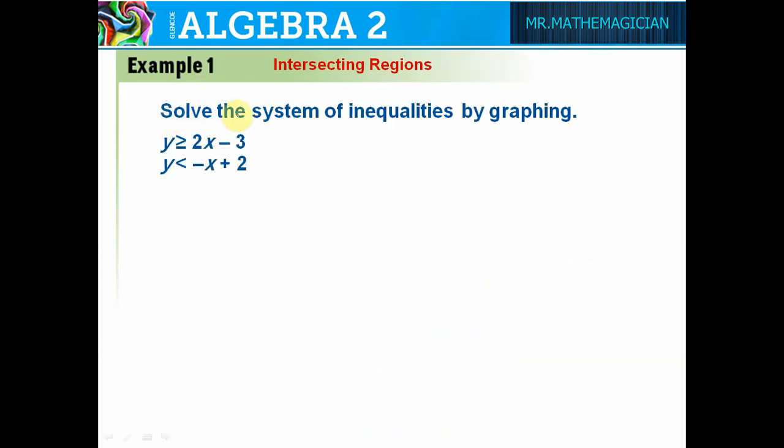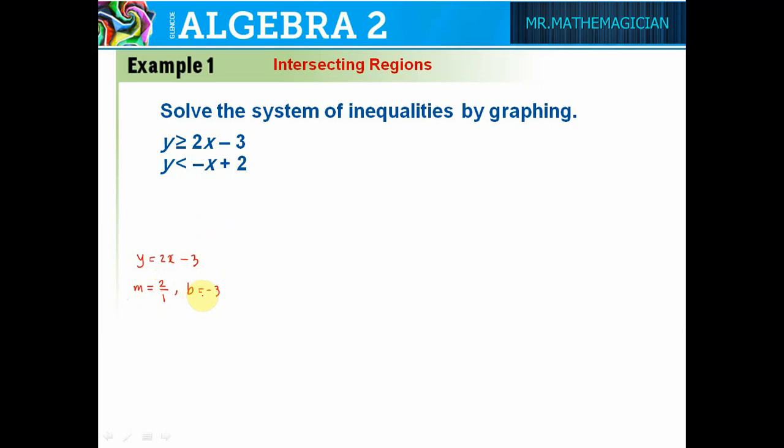Example number 1. Solve the system of inequalities by graphing. Y is greater than or equal to 2x minus 3. Y smaller than negative x plus 2. Let's talk about the first inequality. Of course, the borderline of this inequality is like y equals 2x minus 3 with slope m equals 2, means 2 over 1, and the y-intercept b equals negative 3.